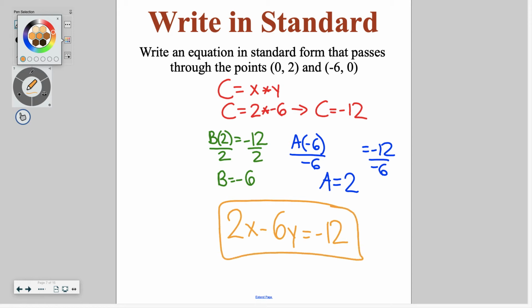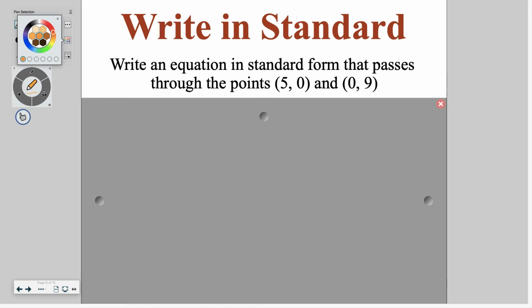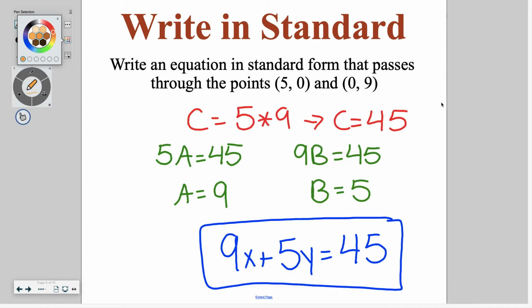So we can use our ordered pairs to solve for each of the values. Go ahead and try this one on your own. We multiply, and we get 5 times 9 is 45. Setting up, we're going to find that 5 times a, when we plug in 0 for b, that goes away, so I get a equals 9. When I plug in 0 for a, that leaves me with 9b, giving me a b value of 5, for a final equation of 9x plus 5y is equal to 45.